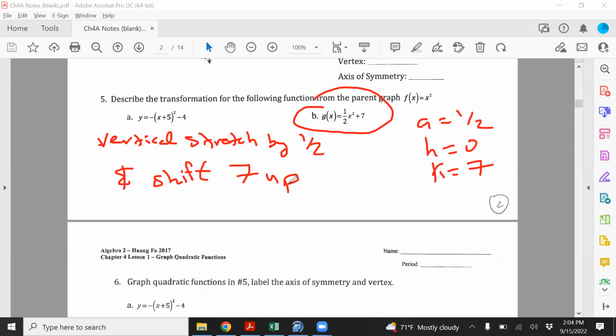I didn't have an H. Didn't have to worry about it. Didn't move left to right. But 7 up because it's plus 7. So wait, why didn't you have the other one that were functional? There's no negative out front. Oh, there's no negative out front. That's why. If you have negative out front, you do.